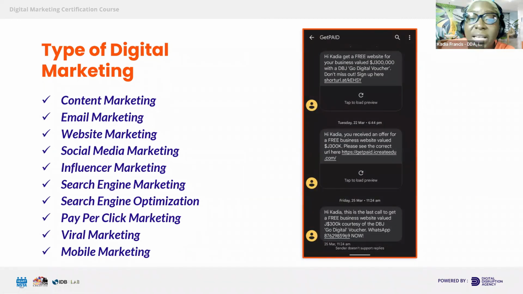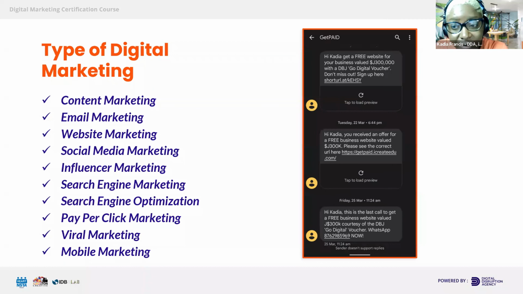So I've been receiving these messages from DBJ about the Go Digital voucher thing for some time now. This is mobile marketing. With mobile marketing you have different channels, but one of the ways that you can do mobile marketing is through SMS. So sending messages through your mobile carrier, through your mobile network. And this is outbound now. This is one of the ways that I say, guys, that you have outbound methods, even though it's a digital platform. This is very outbound, right?